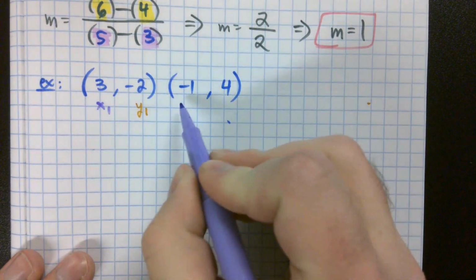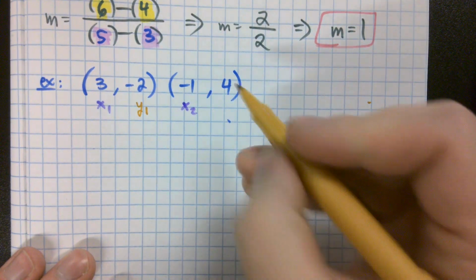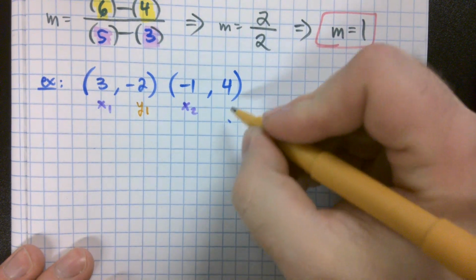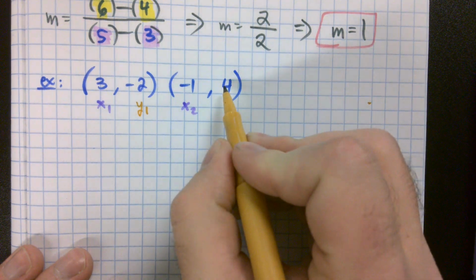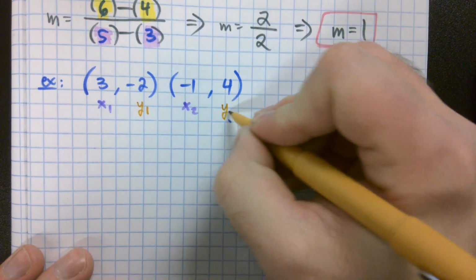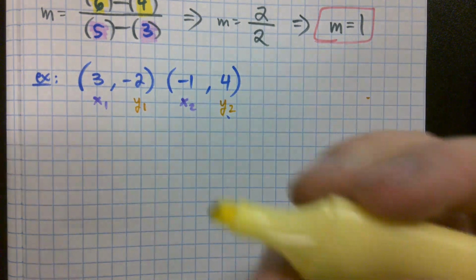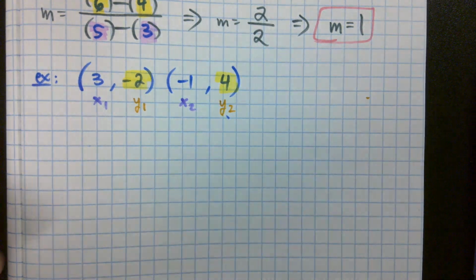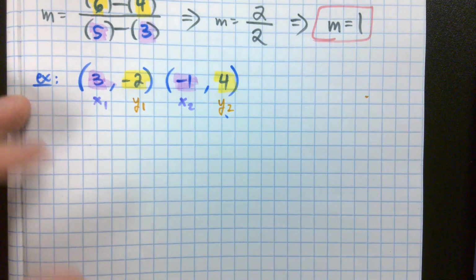Negative 1 is my second x value. What can we call that? x2. And 4 is my second y value. What's that last label we're going to give it? Second y value, y2. Right? I'm going to highlight my y's, highlight my x's, just so I know I'm putting those in the same part of my fraction.